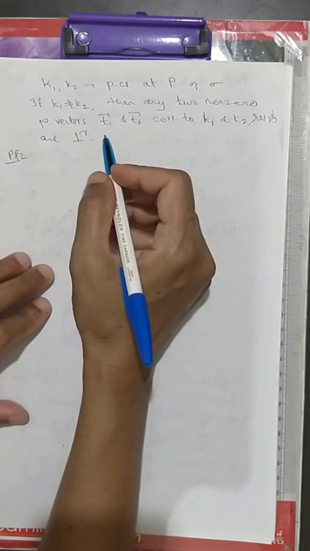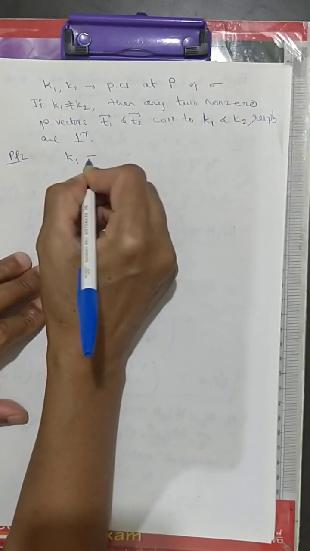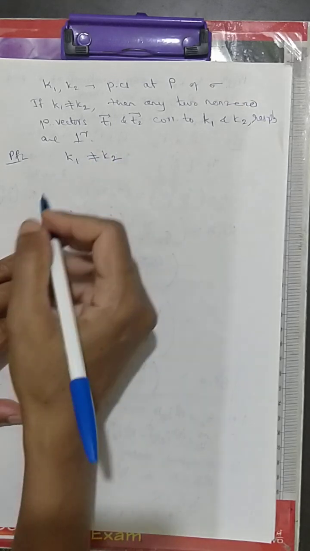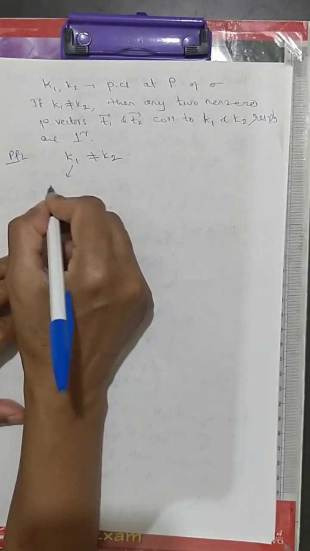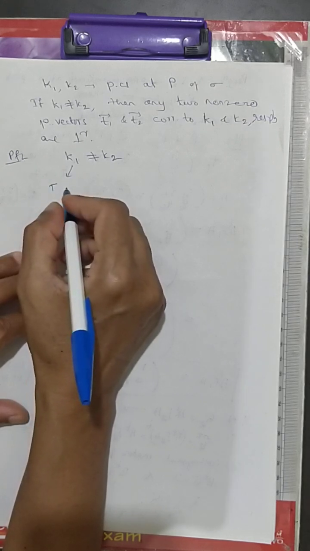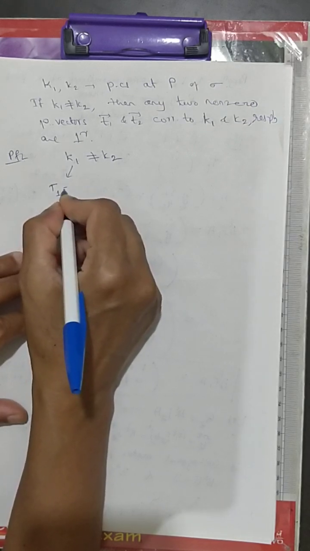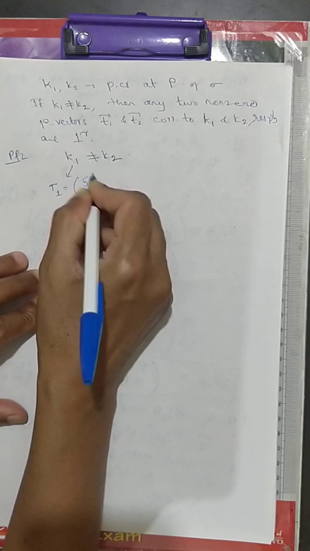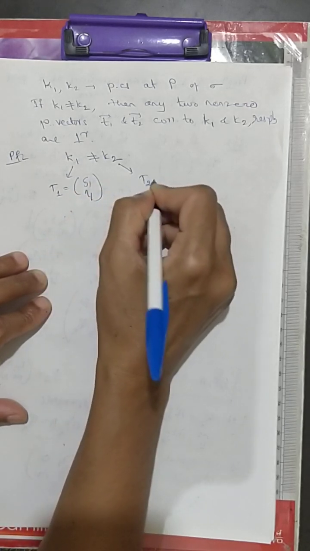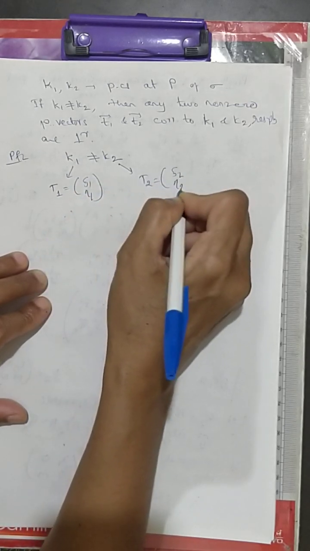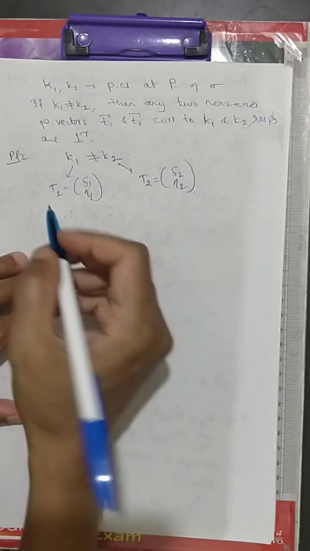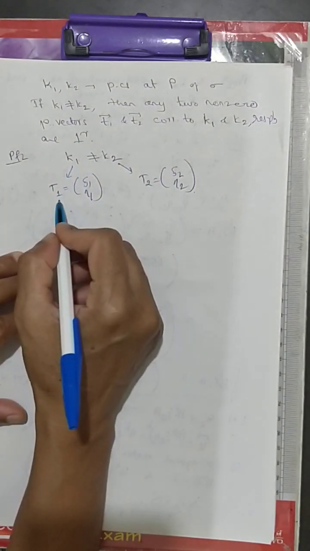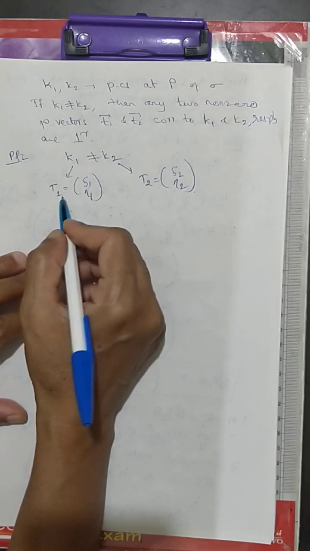Okay, so we are given the principal curvatures k1 and k2 which are distinct. Corresponding to these principal curvatures, we have the principal vectors. So let us consider non-zero principal vectors corresponding to these as (xi1, eta1) and (xi2, eta2). Okay, so k1 is not equal to k2. Then by the definition of the principal curvature and the principal vectors, what do we have?